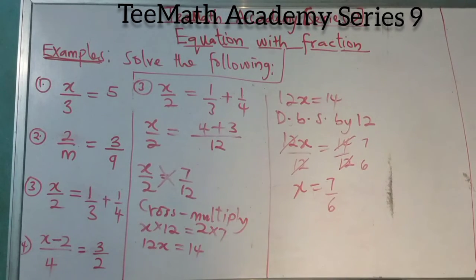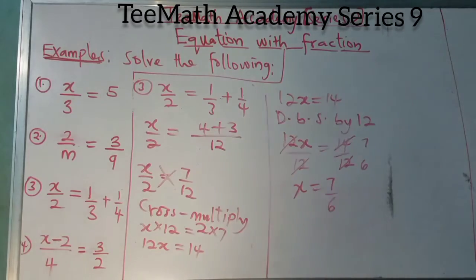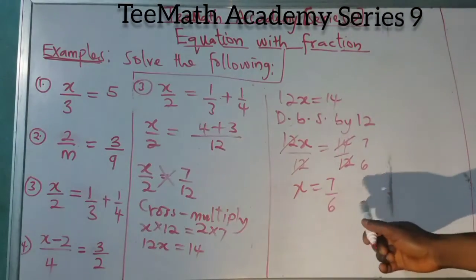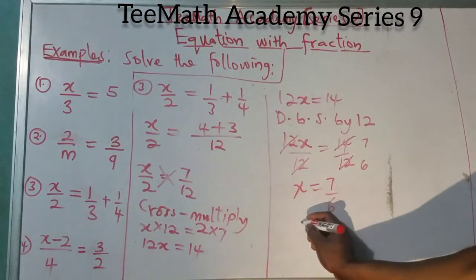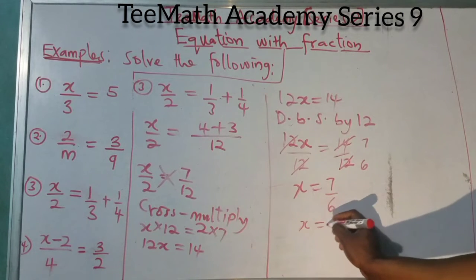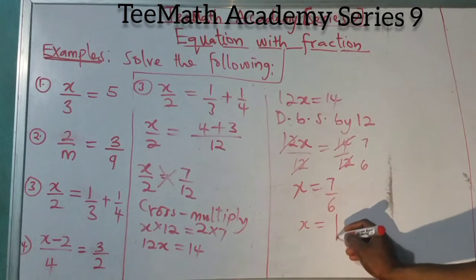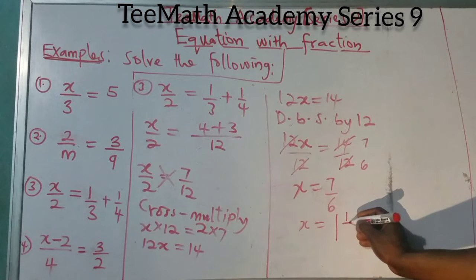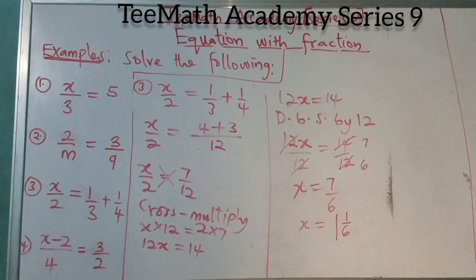This is an improper fraction. We need to change it to a mixed fraction. So we can write x equals, 6 in 7 is 1 time, that is one whole number, remaining 1 over 6. So that is our answer.